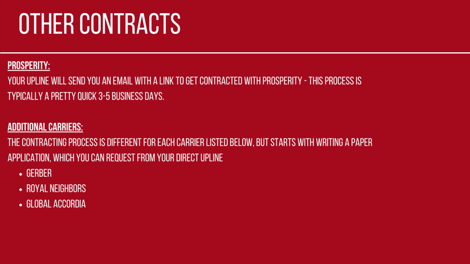The contracting process is different for each of the carriers listed below. However, they all start with writing a paper application, which can be requested from your direct upline. So for Gerber, Royal Neighbors, and Global Accordia, you do need to request a paper application from your direct upline.